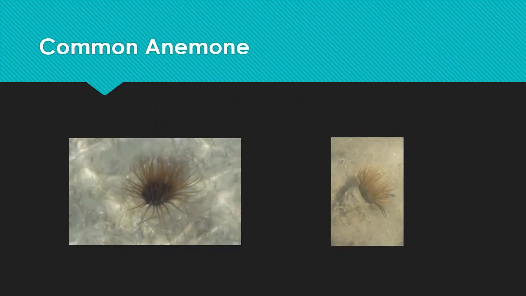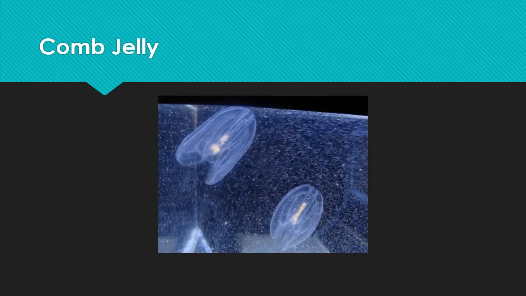The common anemone is found in the waters of Fort DeSoto. The common anemone is also a Cnidaria. The comb jellies, which are also found in our local waters, are not Cnidaria because they lack stinging cells. They have gelatinous tentacles that trap plankton for their meals.